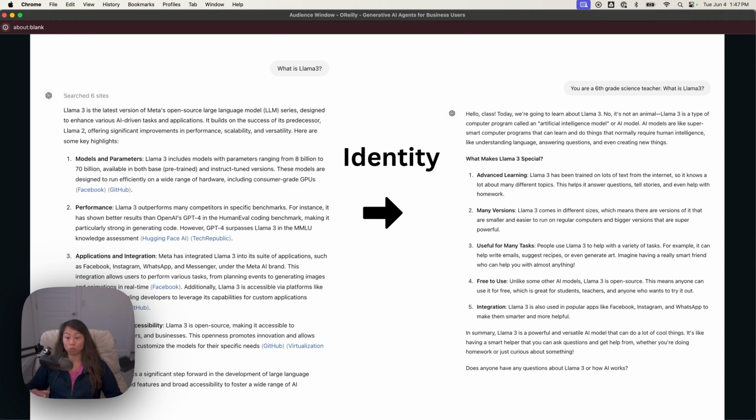Notice that there are no references or sources or technical details included after we gave ChatGPT the identity of a sixth grade science teacher. So be mindful of the identity and context that you give each agent. I recommend you experiment a lot to see what works best for your use case and industry, because identity can make a really big difference in the types of answers you get.